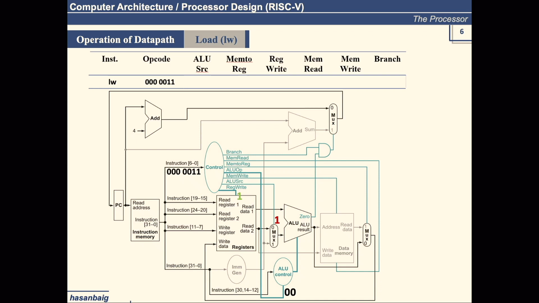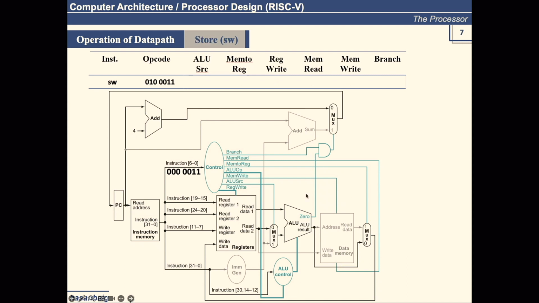Okay, what about the memory? Are we reading the data from memory or writing the data to memory? What should be the mem read signal? Mem read is 1, mem write is 0. Okay, so this is 1 and 0. What about the mux, where the data is coming from? What should be the signal value of the mux? 1. This was very easy. And here branch is 0 again.